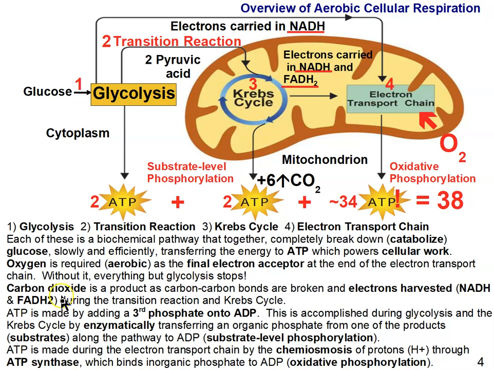All right, if you'll recall, last time we identified the four biochemical pathways that are involved in aerobic cellular respiration: glycolysis, the transition reaction, the Krebs cycle, and the electron transport chain. So now we're going to focus in on glycolysis and what's going on in glycolysis. And the first thing to note is where it's happening: in the cytoplasm.